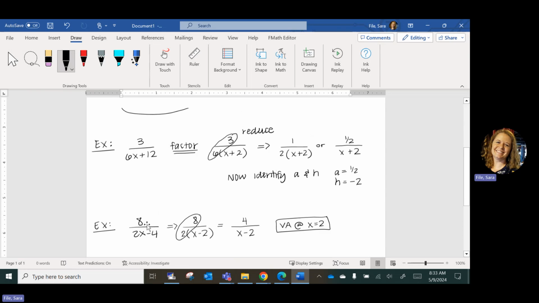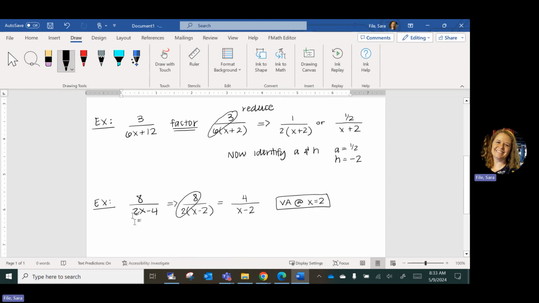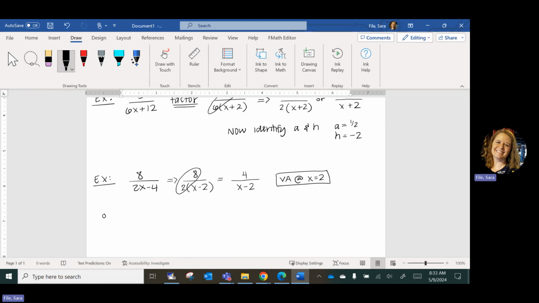Or you could do the same thing we did up here and just focus on the denominator and say, okay, set that denominator equal to 0 and solve. If all I'm asked for is the vertical asymptote, I could just set the denominator equal to 0 and solve. And I could just do algebra to solve this. I get 2x equals 4, divide out the 2, and look at that. I get x is 2. Same thing I got over here, right?